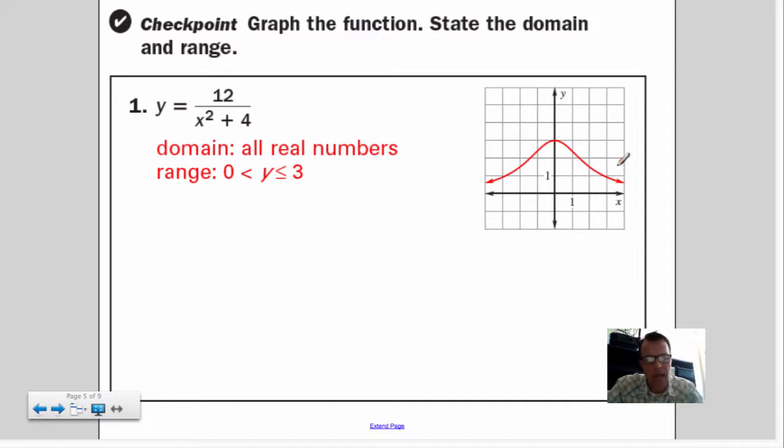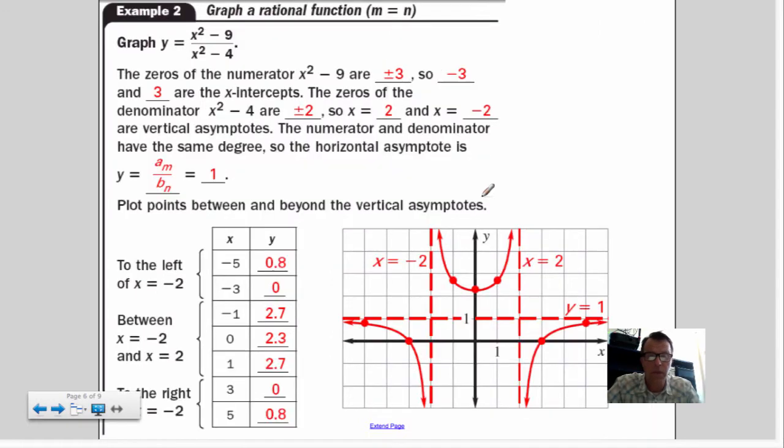Here's the guided practice you're supposed to do. Again, nice, interesting one, right? No vertical asymptote. So domain is all real numbers, right? But there is a horizontal asymptote, and it's at 0. And then it looks like the range is pretty cool. It goes up to 3 and down, but does not include 0. So interesting graph.